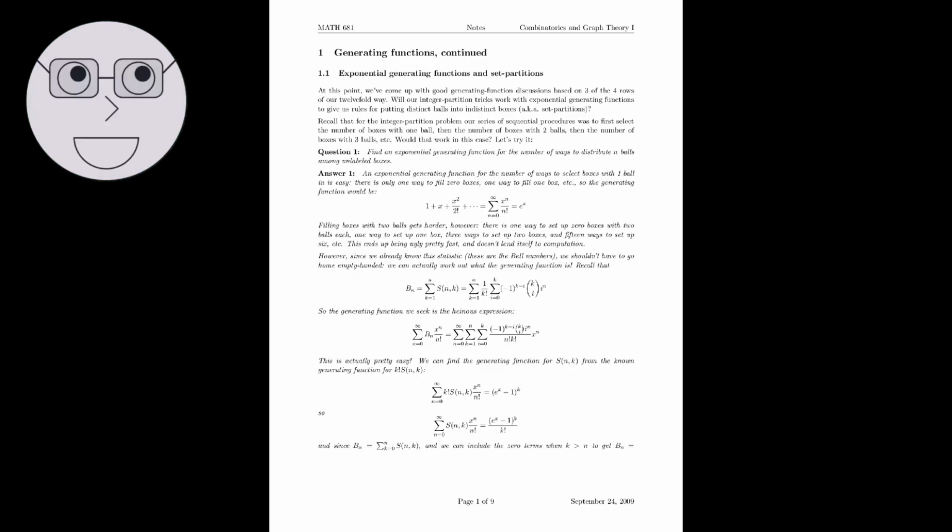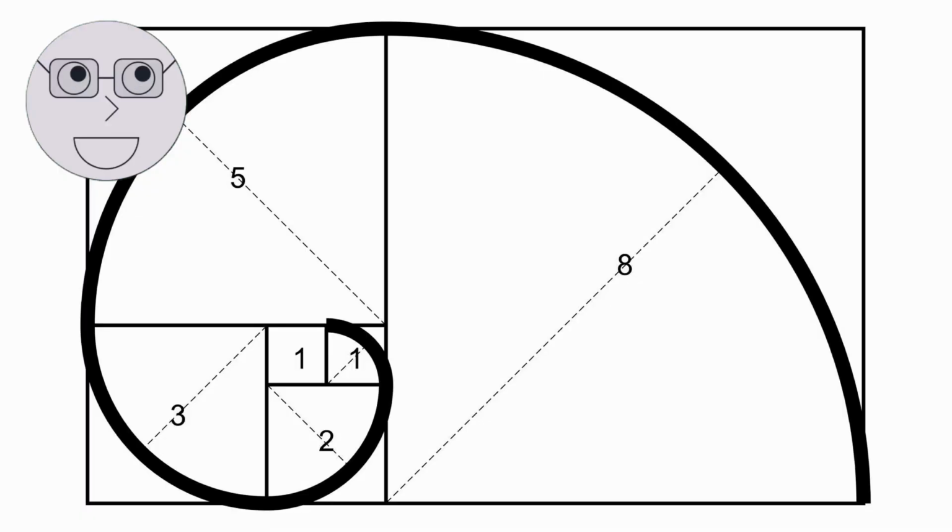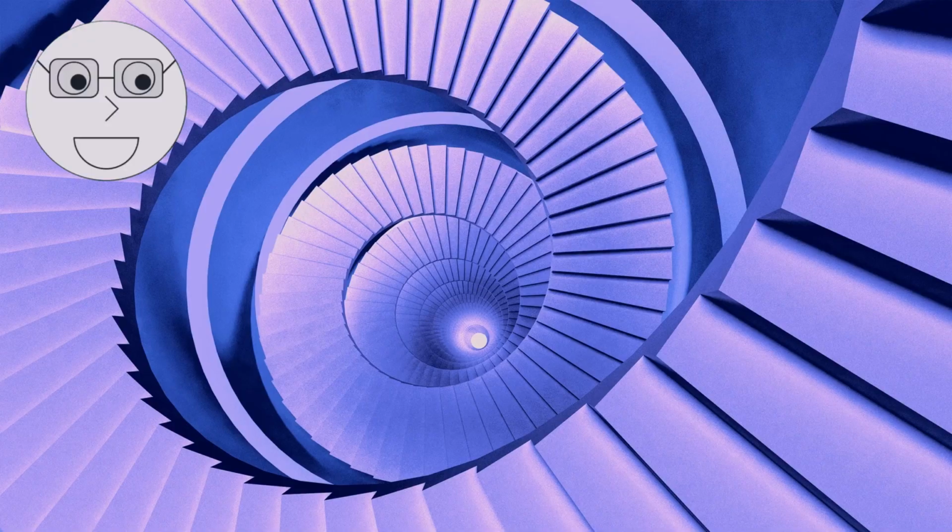Generating functions can be used to solve various combinatorial problems. For example, the coefficient of x^n in the generating function for the sequence of partitions of n represents the number of ways to partition n into distinct parts. Generating functions can also be used to solve recurrence relations, which are equations that describe a sequence in terms of its previous terms. For example, the Fibonacci sequence is defined by the recurrence relation f(n) equals f(n-1) plus f(n-2).